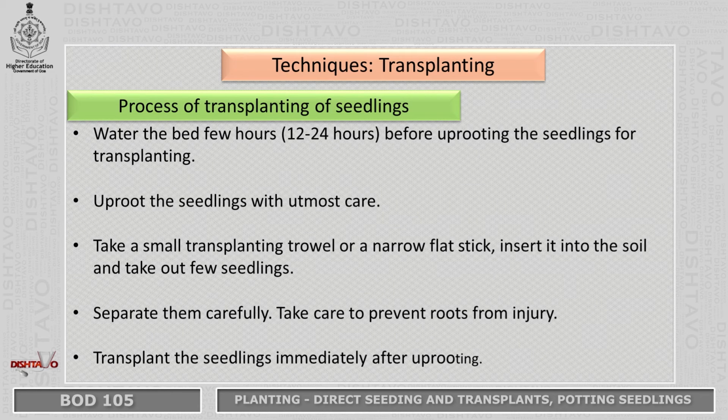Water the bed a few hours, that is 12 to 24 hours, before uprooting the seedlings for transplanting. First, uproot the seedling with care. Take a small transplanting or narrow flat stick, insert it into the soil and take out a few seedlings. Next, separate them carefully. Take care to prevent root injuries and then transplant the seedling immediately after uprooting.